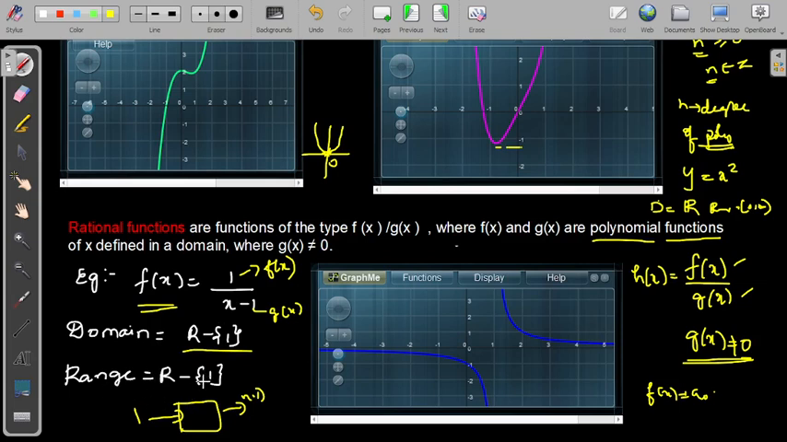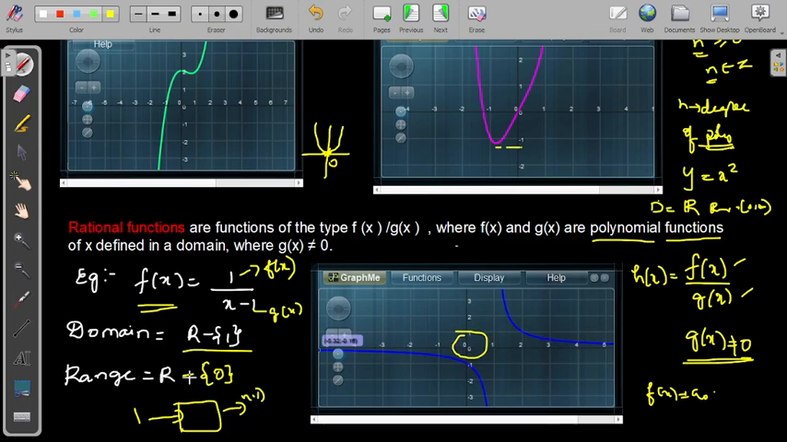Range is also R minus set containing 1, because it is not possible to get the value as 1. No, here range can be equal to, because when x equals 2, 2 minus 1, 1 by 1. So I can get range is all possible real numbers except 0, R minus the set containing 0. Range of this function is R minus set containing 0 because look at the graph. Graph covers the entire y-axis. See, entire y-axis is covered. Only this region has not been covered because it is very close to 0 but never equal to 0. So here this 0 is not covered anywhere.